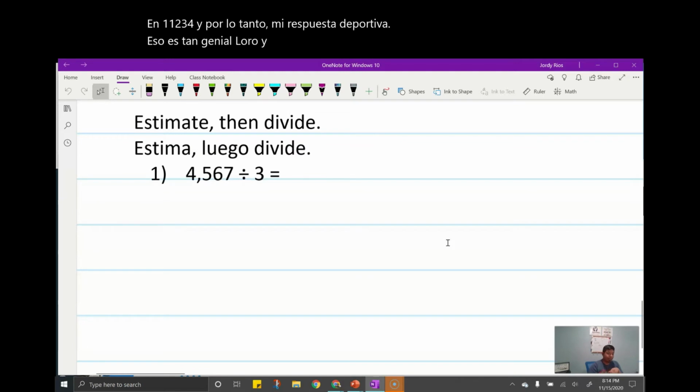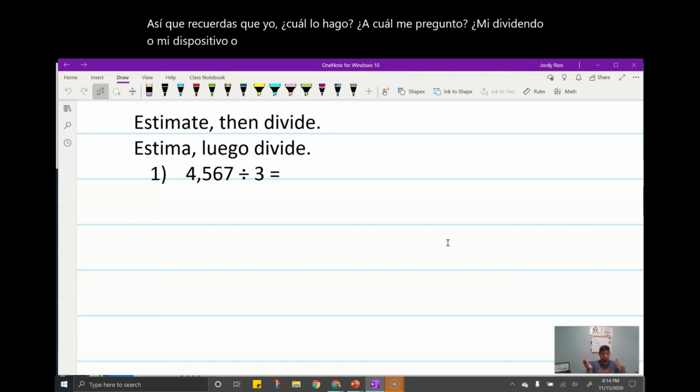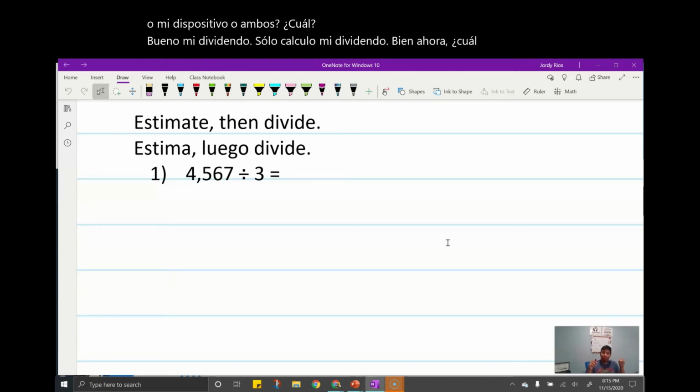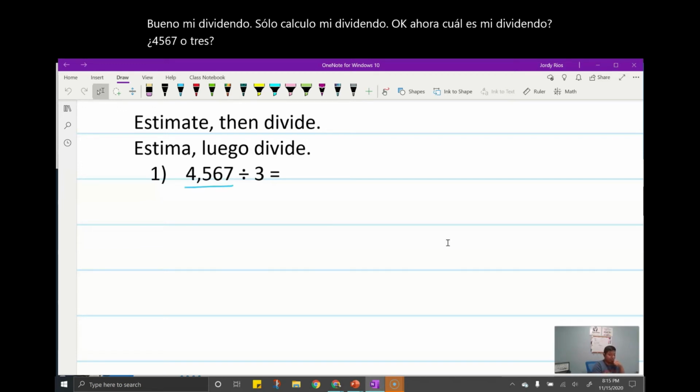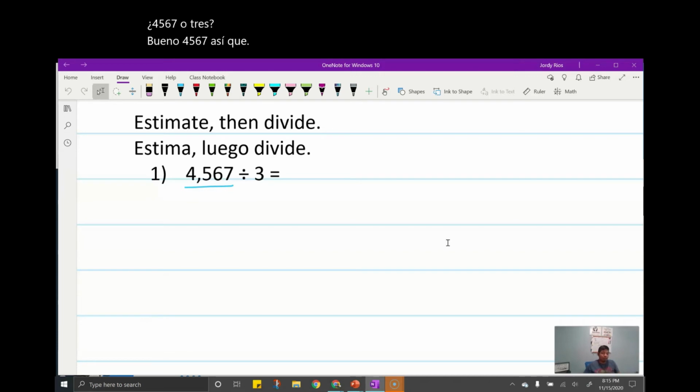Okay. Last one. Let's estimate and then divide, okay? So remember, which one do I estimate? My dividend or my divisor? Or both? Which one? Good, my dividend. I only estimate my dividend. Okay? Now which one is my dividend? 4,567 or 3? Good, 4,567. So here I have 4,567.